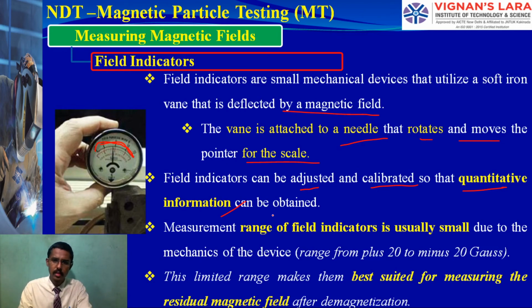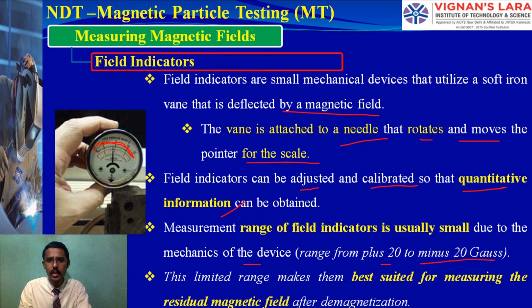The measurement range of field indicators is usually small, with devices ranging from 20 to minus 20 gauss, because these field indicators give only very minute information, not much larger information. Therefore, this small gauge information will be helpful to identify a residual magnetic field. Residual magnetic field is a very small quantity, not a larger one. Therefore, it is best suited for measuring the residual magnetic field, because these pocket gauges are useful to measure only a smaller magnetic field, not a larger one.